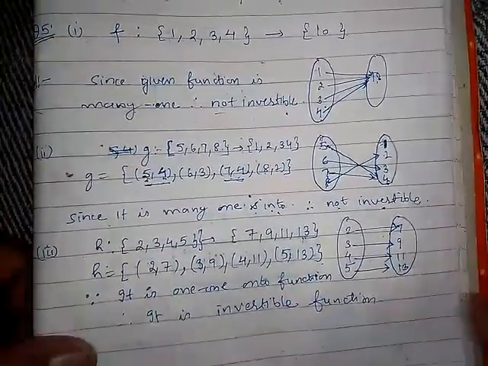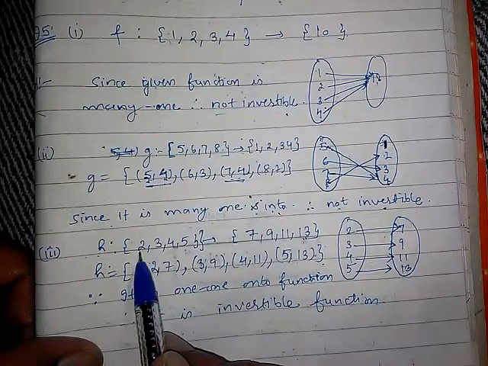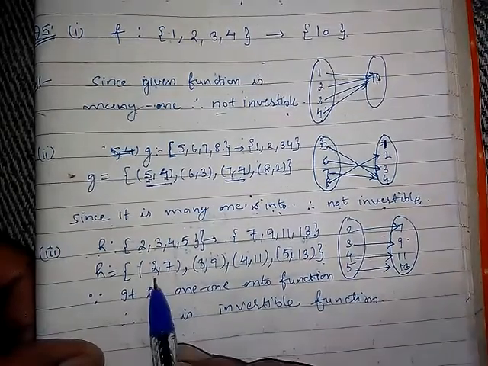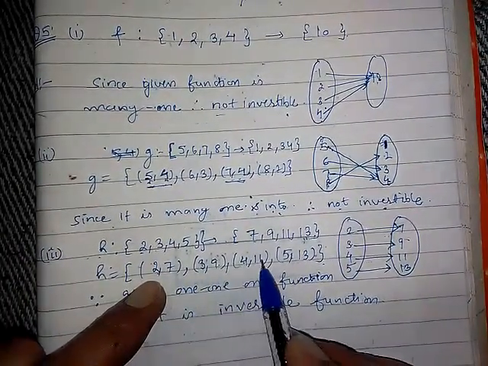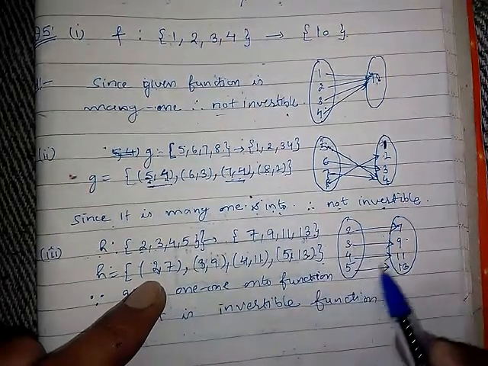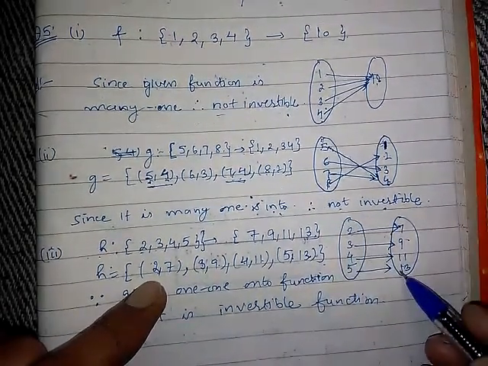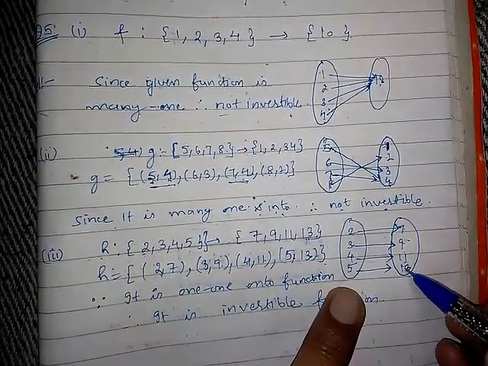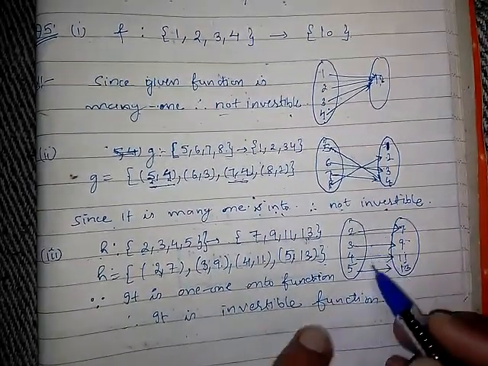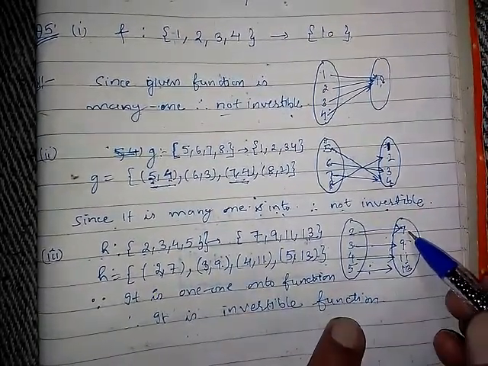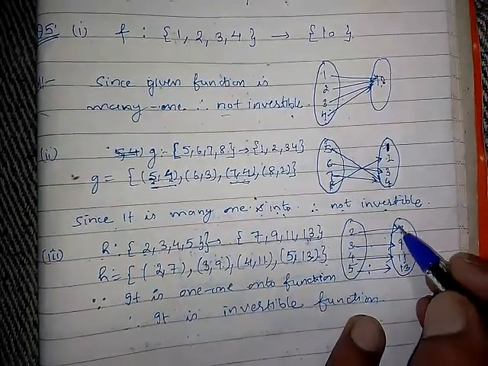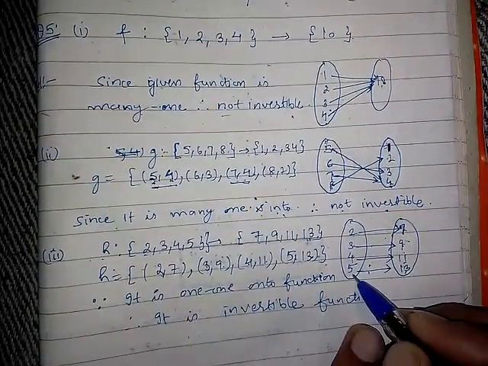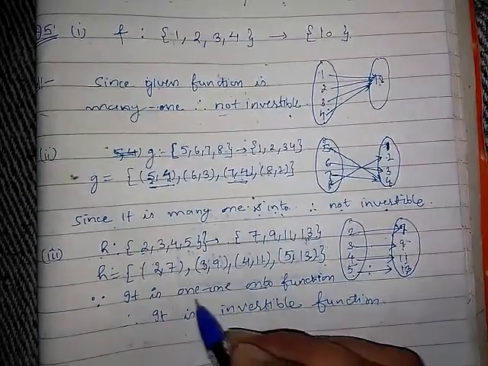In the same way, come to the third part. Here function h is defined as a mapping from {2, 3, 4, 5} to {7, 9, 11, 13}. So the figure is given in front of you and the mapping is also given here: 2 to 7, 3 to 9, 4 to 11, 5 to 13. So we have shown the mapping through a figure. It is now much more clear that each element has only one image in the codomain, right? So it is a one-one function, and also an onto function. Onto means each element in Y has its pre-image in X, so that's why it is an onto function. So both conditions are satisfied.